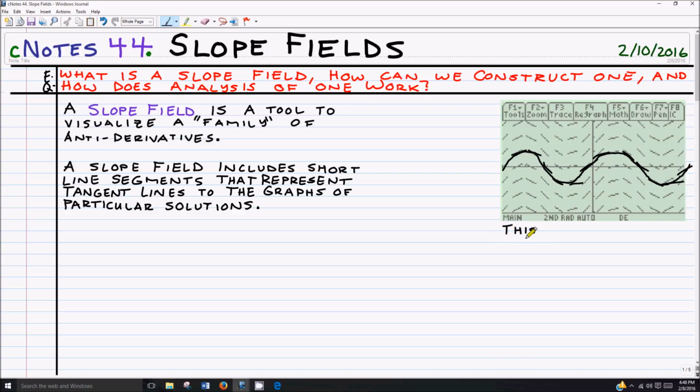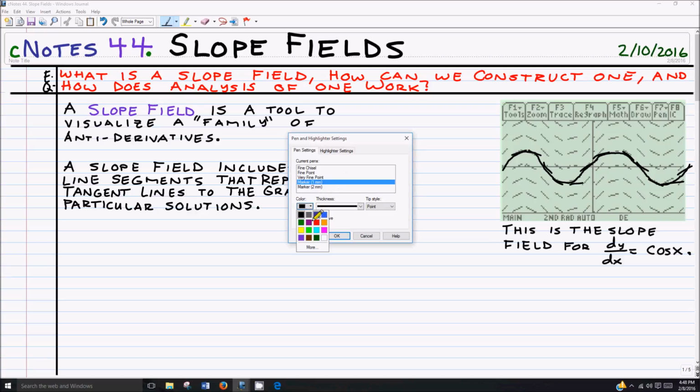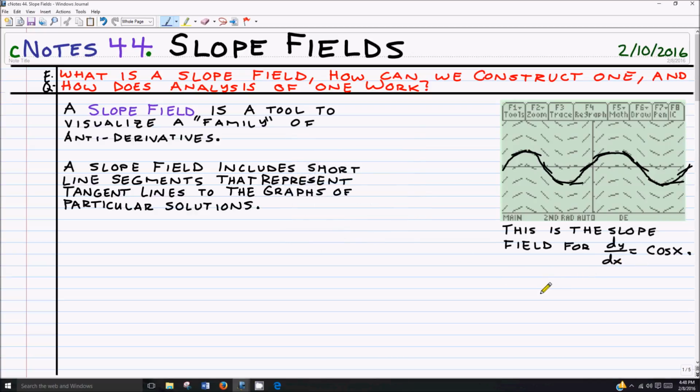In fact, this is the slope field. Just let's write this all out. So what you're looking at right there on the right side of your screen is the slope field for a particular differential equation. It's for dy/dx equals cosine of x. And now, of course, if you think about it for a second, we're talking about the slope field for dy/dx equals cosine. That means we're talking about a function whose derivative is cosine. And what function has derivative cosine? That would be y equals sine.